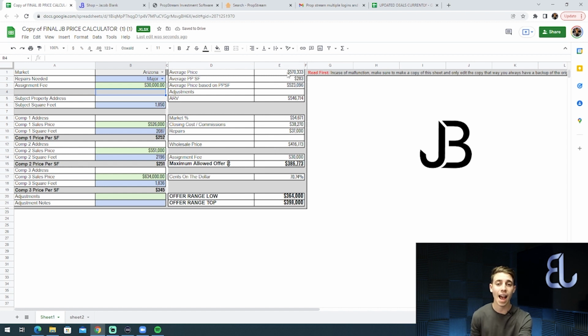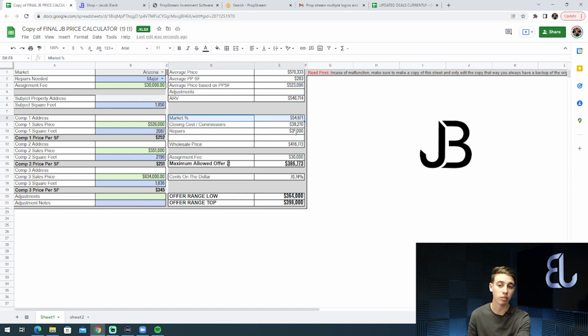It's telling us the average price is $570,000. It's telling us the average price per square foot, how many dollars per square foot, is $283. And then it's telling us our average price based on price per square foot is $523,000. And then based off of the average price per square foot and the average price, it's giving us our ARV of $546,000.